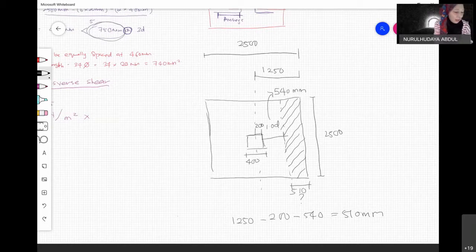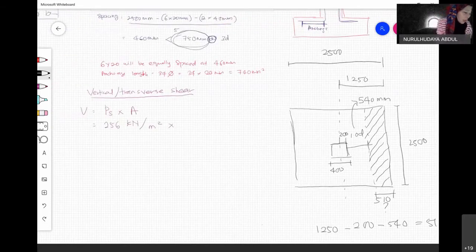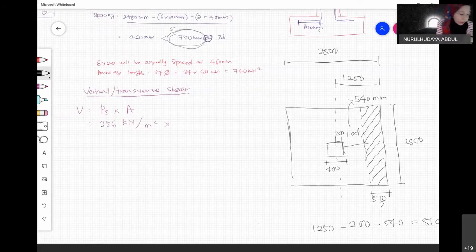Okay. So we actually want to calculate this area, because this is the one affected by vertical and transverse shear. Therefore, we just multiply by 5 meter. So our area is 2.5 so that we convert to meter, and multiply by 0.51 meter. Okay, that's the answer, 326.4 kilonewton. So this is the vertical shear force. Okay, shear force. Alright, and then what we need to do next is calculate the shear stress.